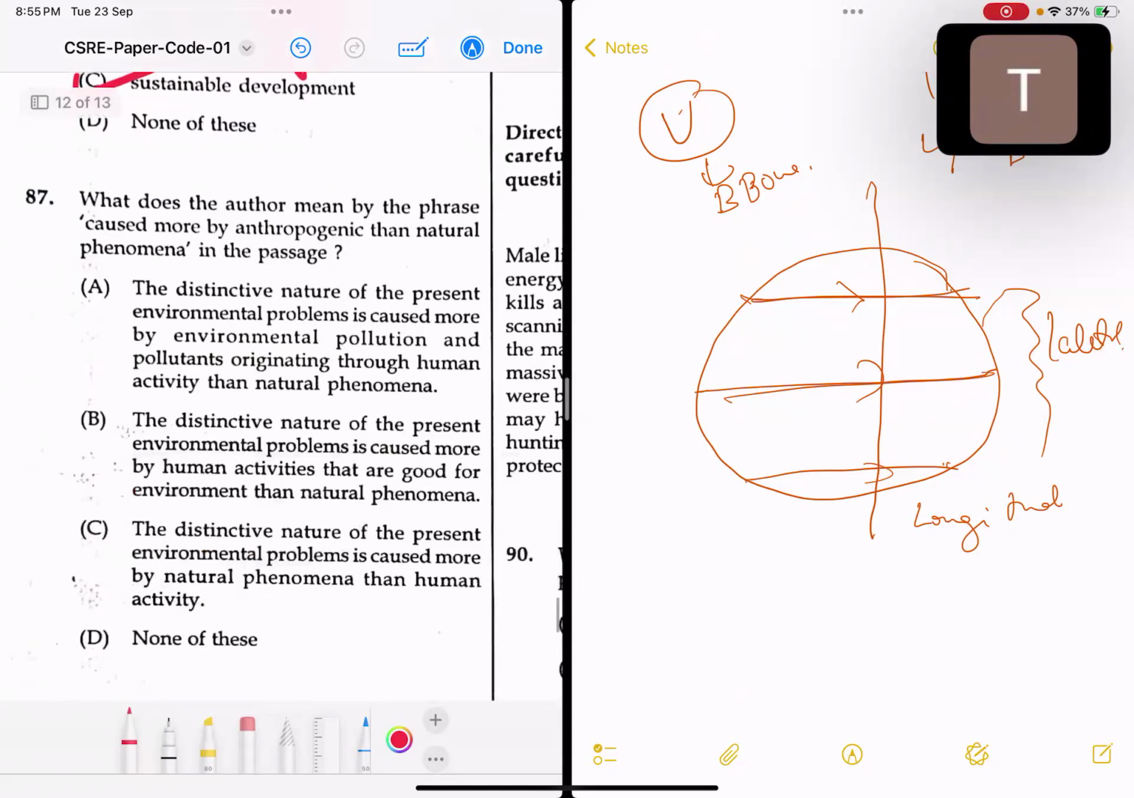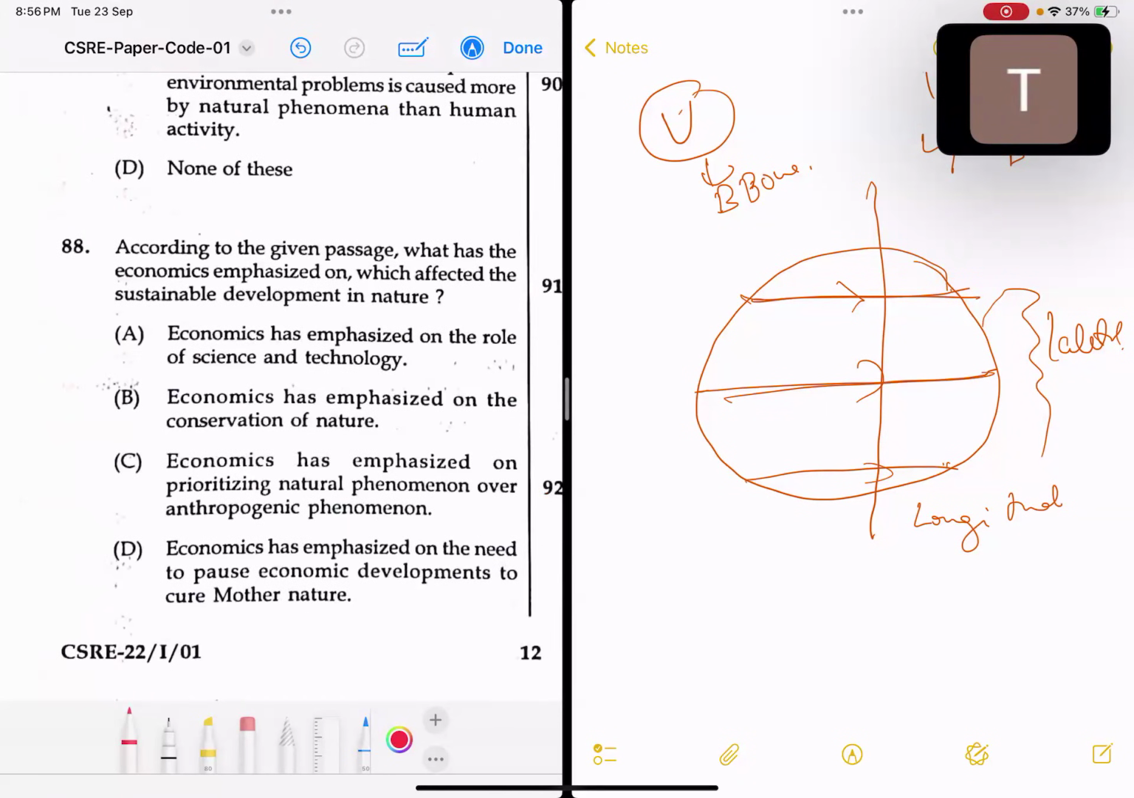Question number 87. What does the author mean by the phrase caused more by anthropogenic than natural phenomena? It simply means that most of the negative impact on the environment is caused by human activities rather than natural phenomena, right? So the correct option should be A. The distinctive nature of the present environmental problem is caused more by environmental pollution and pollutants originating through human activity than natural phenomena, right?